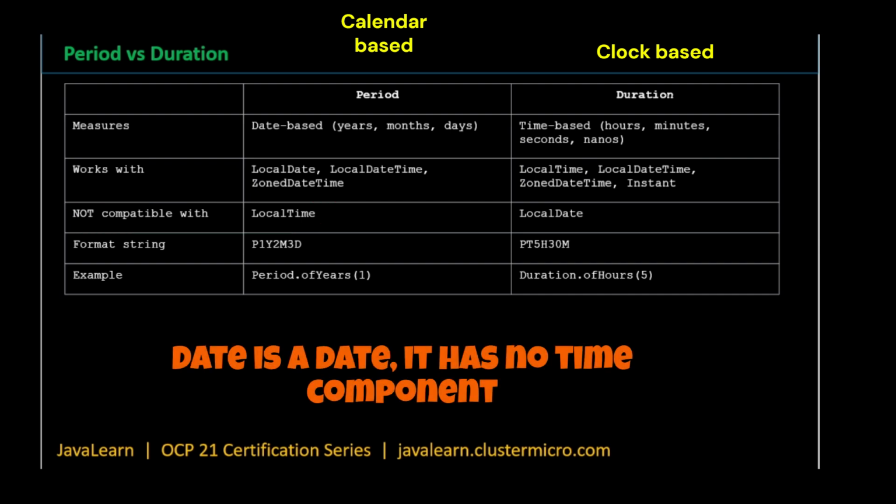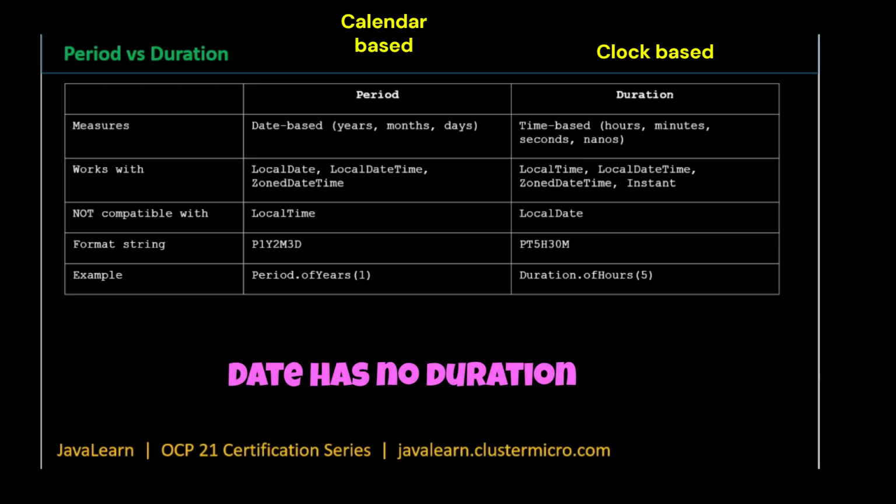A date is a date. It has no time component, and LocalDate cannot absorb a duration. So these incompatibilities are not arbitrary. They are the natural consequence of what each class represents. The exam tests them as a compile time error question: which of the following compiles? You need to know those boundaries.